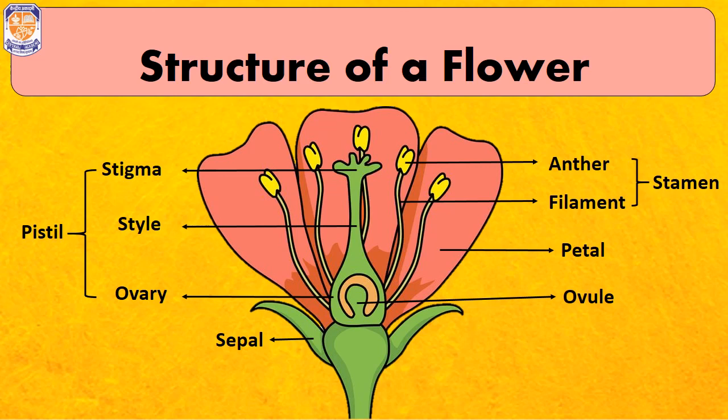Now inside the ovary there are few ovules present. They can be either one ovule or more than one ovule in a flower. It is the ovule that later on develops into a seed. So you know that some fruits have only one seed like mango, and there are some fruits which have more than 50 seeds. For example, watermelon and papaya.